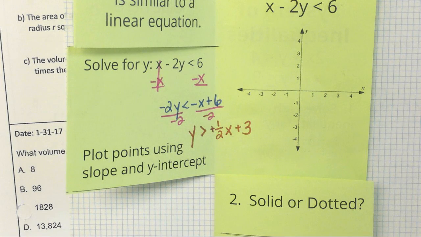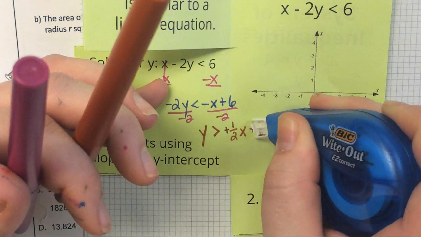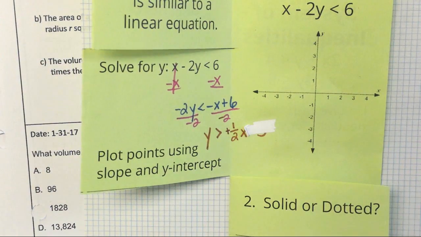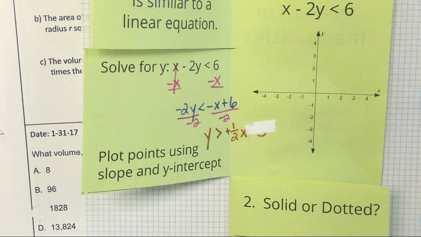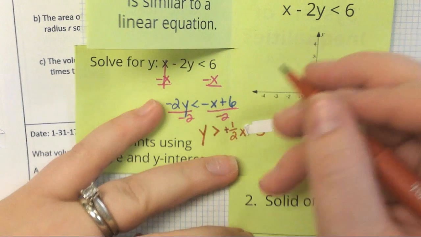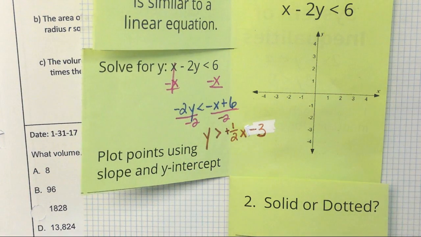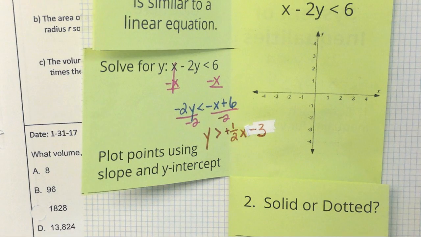There it is. Good. So Josh is right. I forgot when we were dividing, I was dividing by negative 2. So negative over negative was a positive 1/2. And then a positive 6 divided by a negative 2 was a negative 3. So it should be y greater than 1/2 x minus 3. Thank you, Josh.